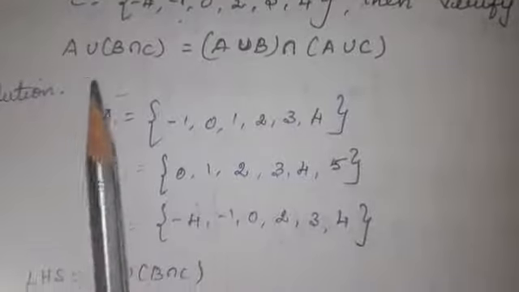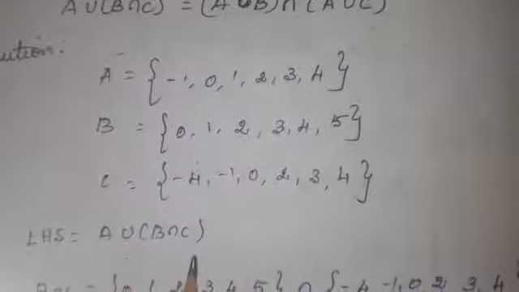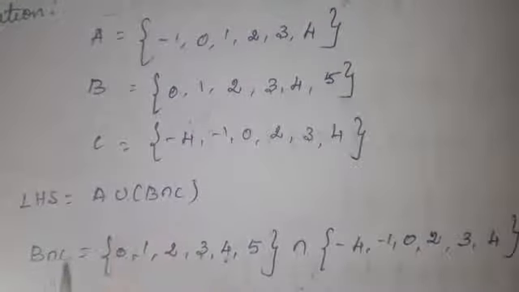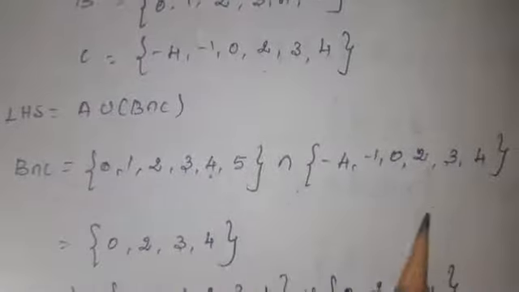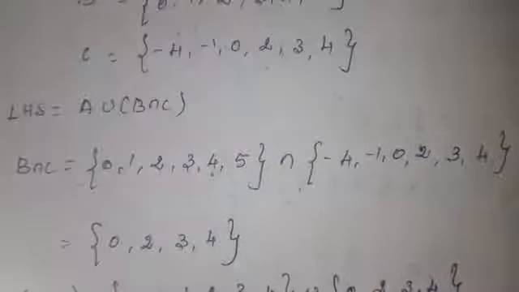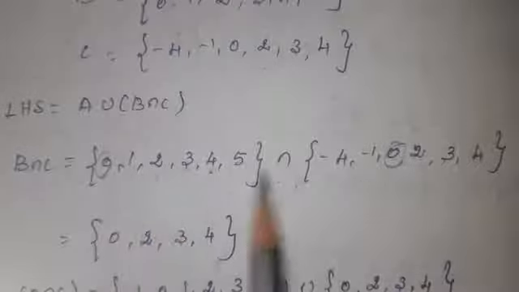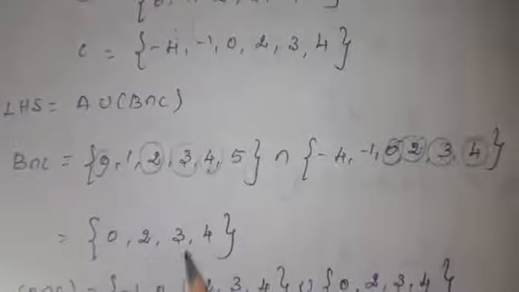Next, first I am taking this side. That is LHS, equal to A union B intersection C, I have written. You know that first you should find inside the bracket. So I have taken this one: B intersection C is equal to B set intersection C set. Intersection means common elements. What is common is 0; here also 0 is present. 1 is not present in the second set. Then 2, then 3, then 4. Therefore, the answer is 0, 2, 3, 4.